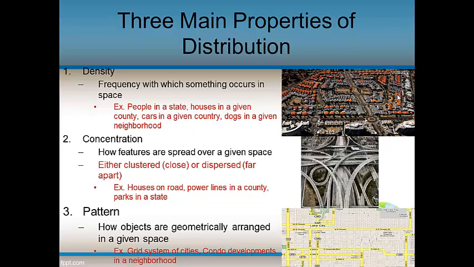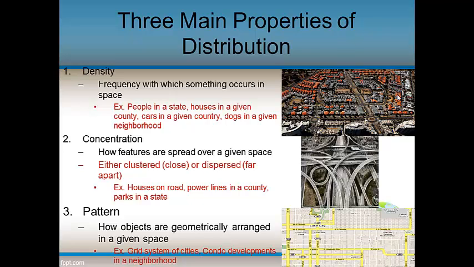Concentration is often what people think of when they hear density, and that's how clustered or close something is, or dispersed or far apart it is. For example, you see these highway systems, they're very clustered, very concentrated together. But if we were to look at highways within a given mile radius, we could then determine the frequency with which those occur.